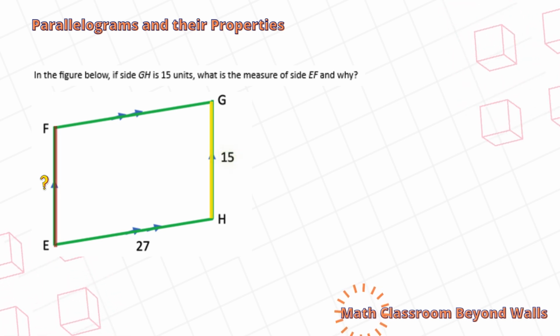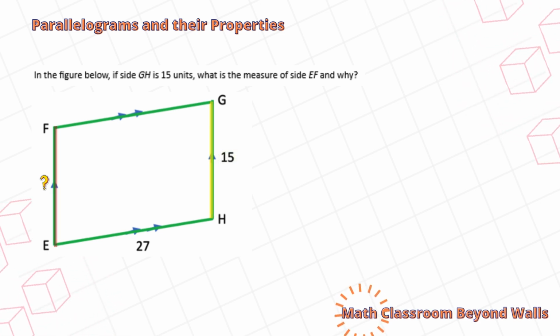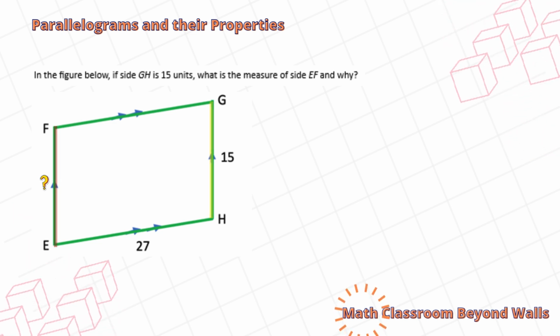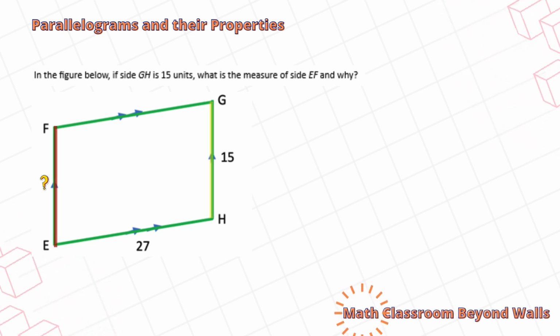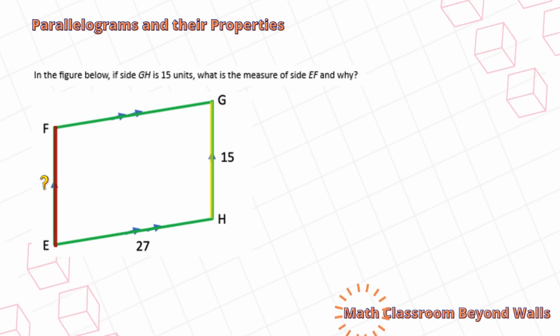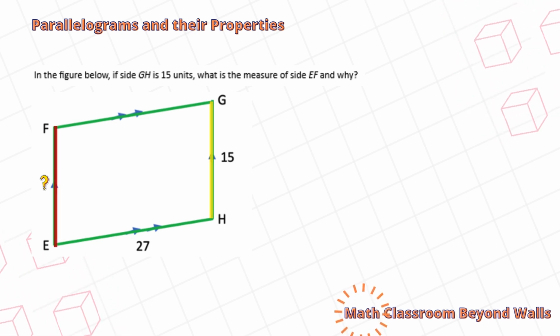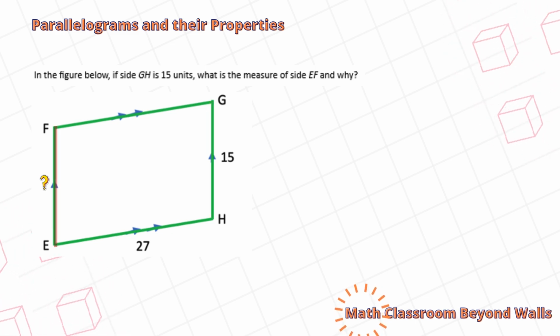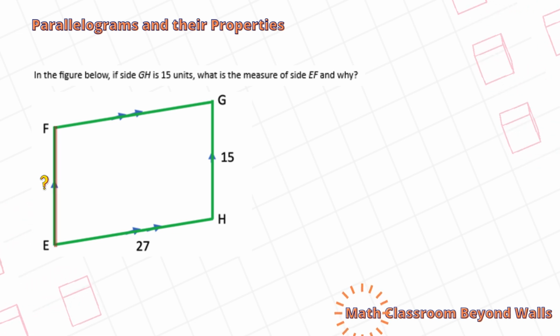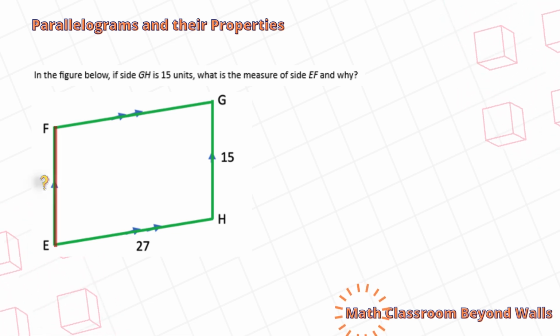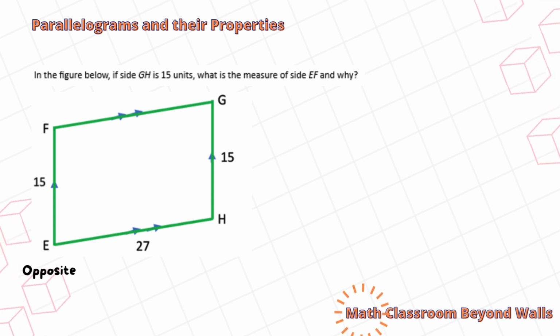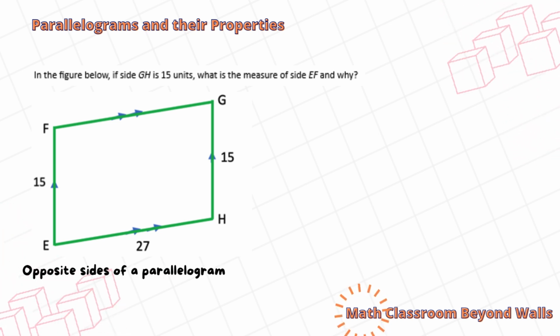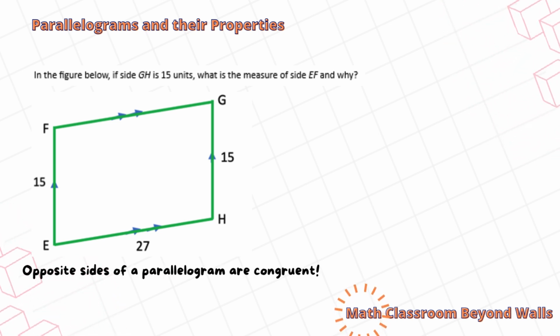Now, what can we say about these two sides? You're correct, they are opposite. Now, what do we know about opposite sides of a parallelogram? That they're congruent. So, what is now the measure of side EF? You are correct. Side EF is also 15 units, for opposite sides of a parallelogram are congruent. There you are. That was easy, right?